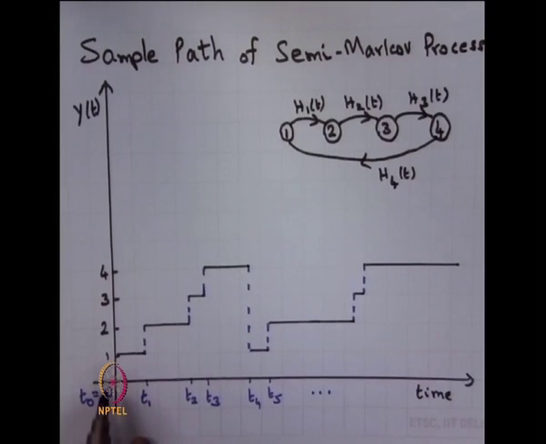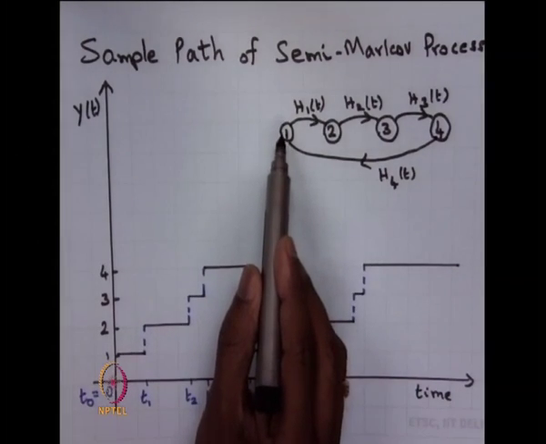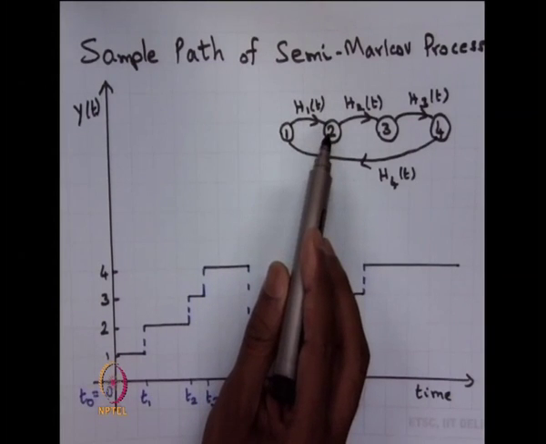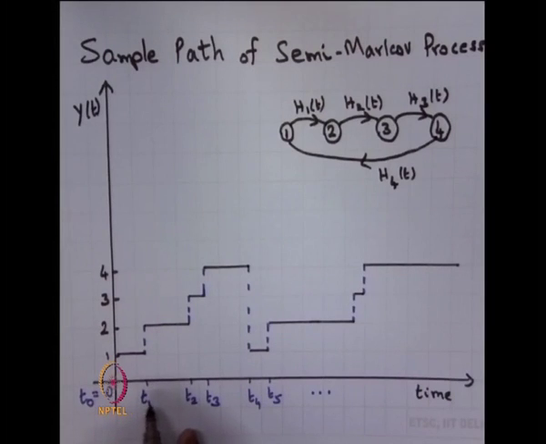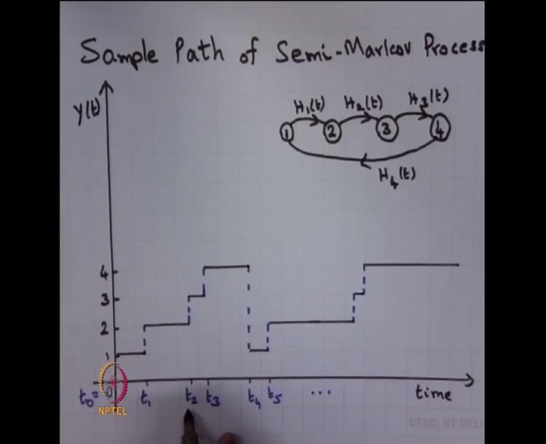So at time 0, the system is in the state 1, and the system is in the state 1 till time instant t1. At the time instant t1, the system moved to the state 2. So the system was in the state 1 at time t0, that is equal to 0, and at the time t1 it moved to the state 2. The system is in the state 2 till time instant t2, and then it moves to the state 3 at time instant t2.